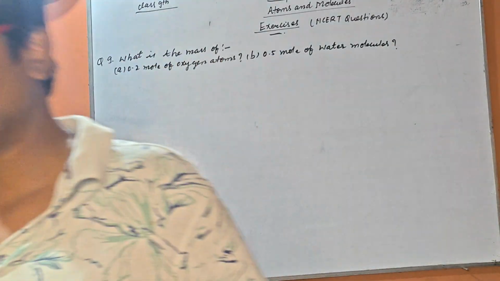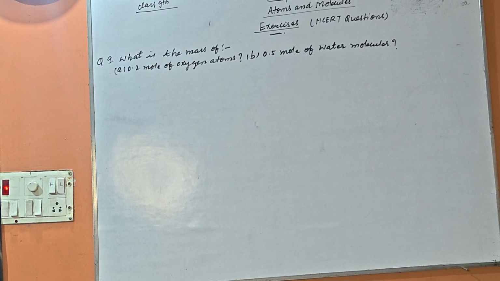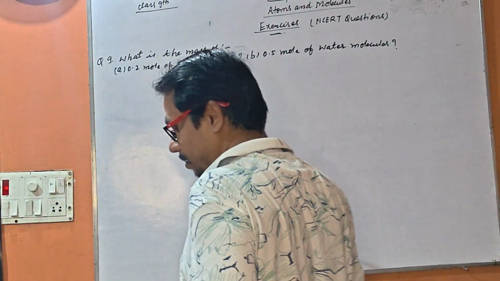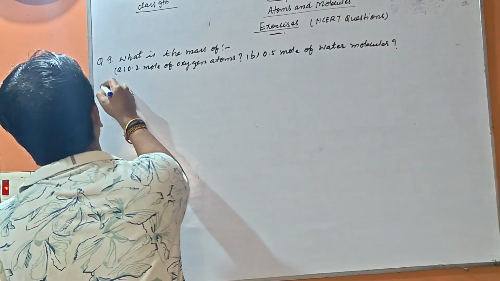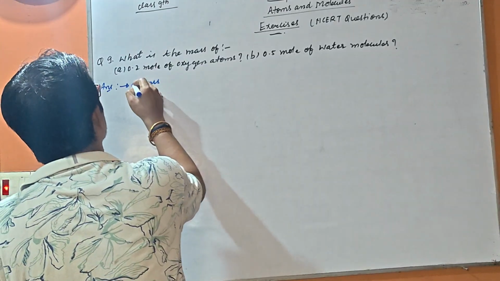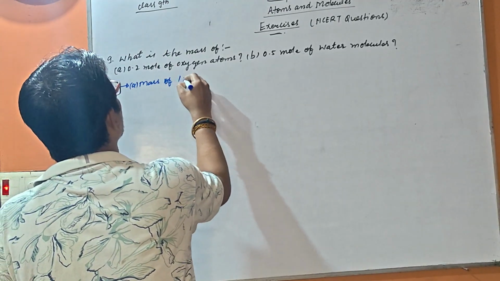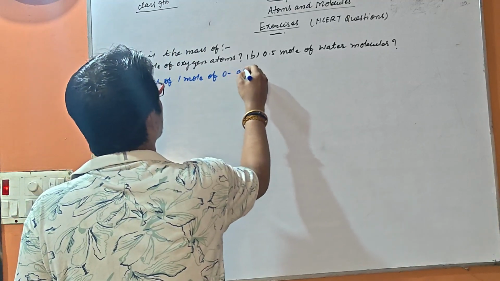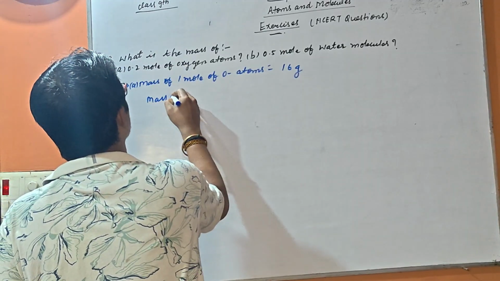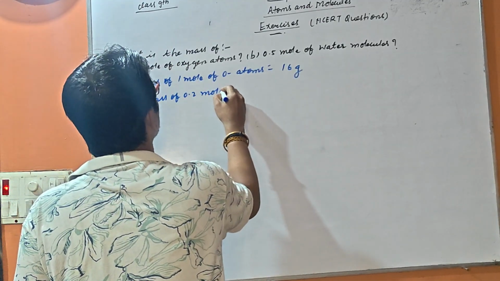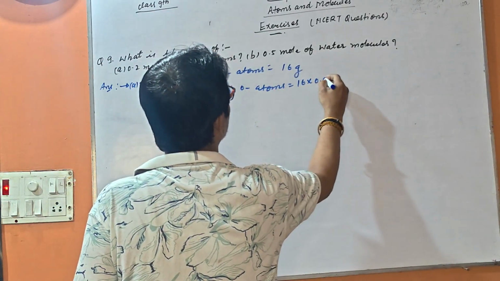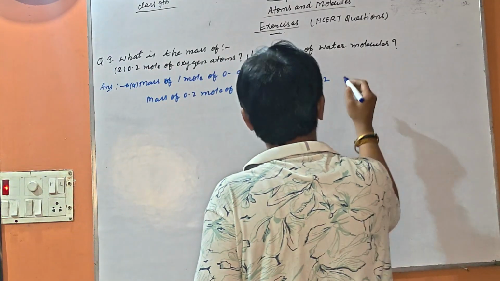Very easy question. Let us understand it in very easy steps. So my dear friends, make it clear. First of all, we have to calculate the mass of 1 mole of oxygen atom. Mass of 1 mole of O atoms is equal to 16 gram. Mass of 0.2 mole of oxygen atoms is 16 into 0.2, which is equal to 3.2 gram.